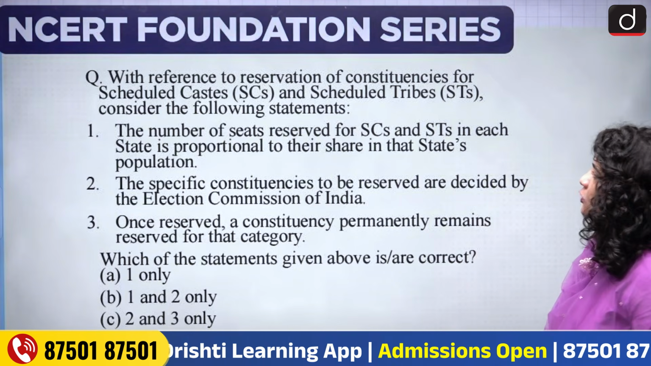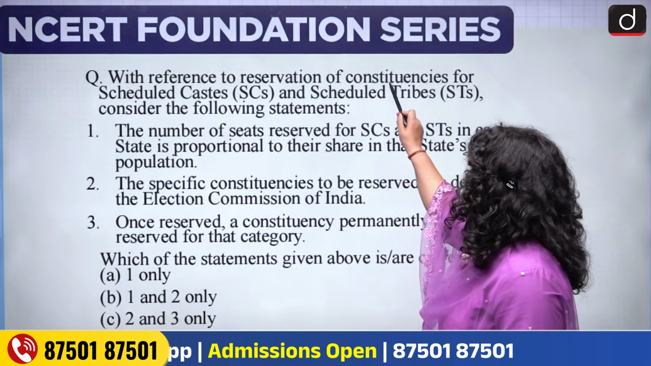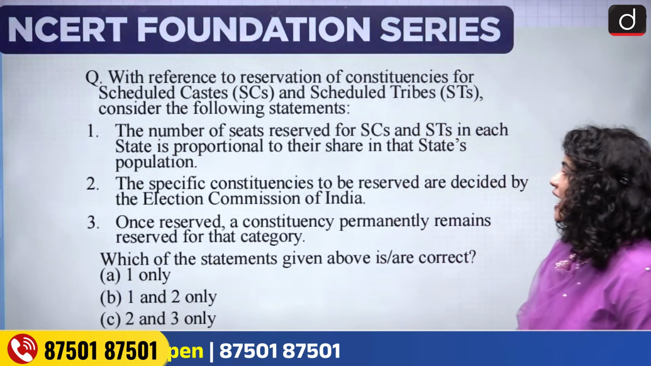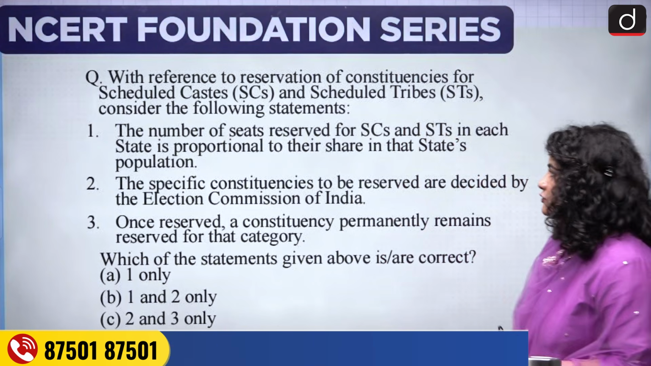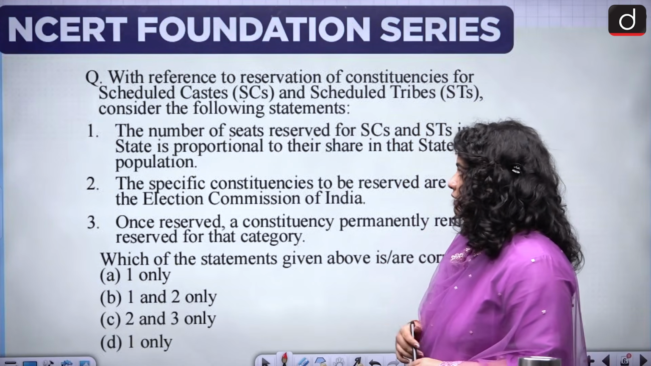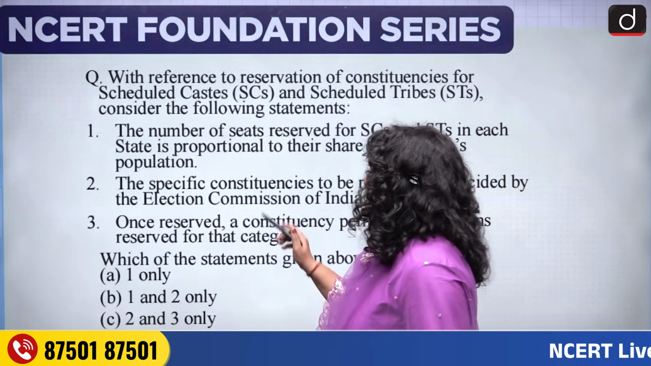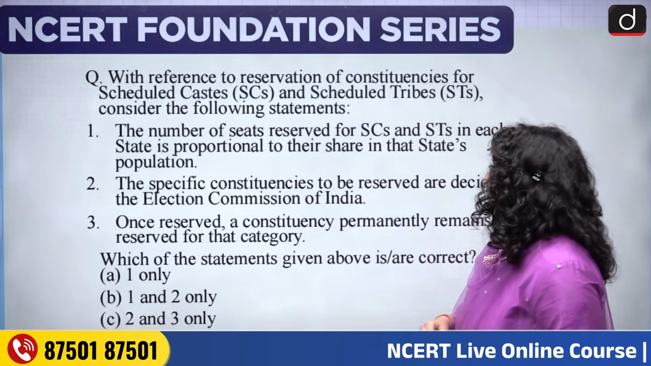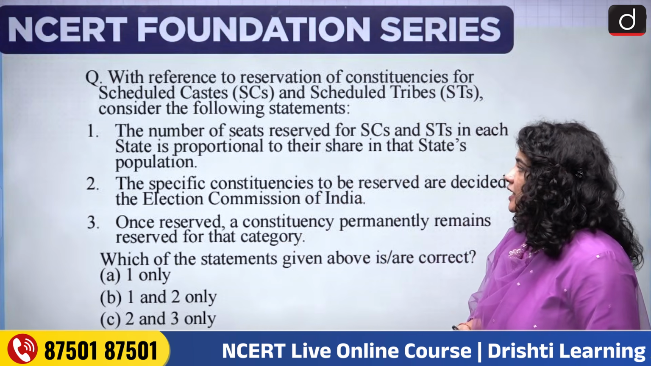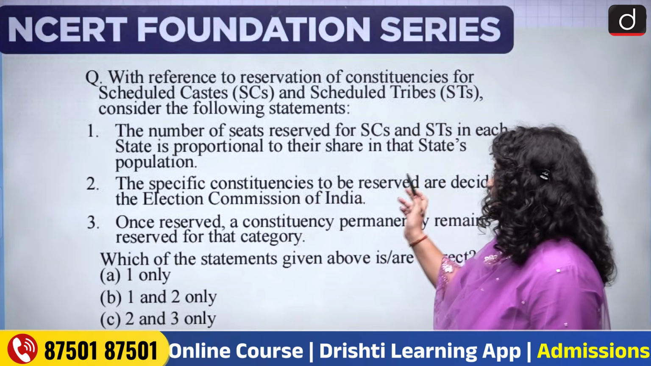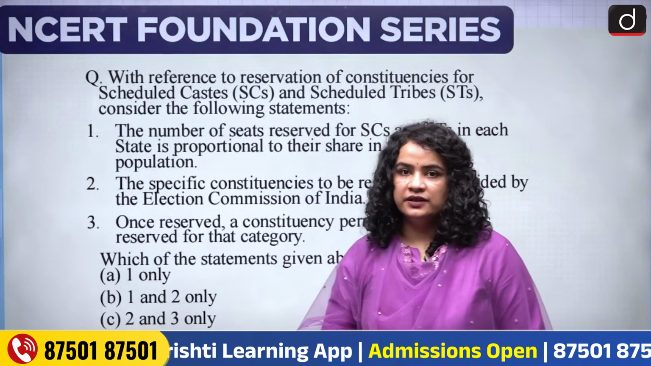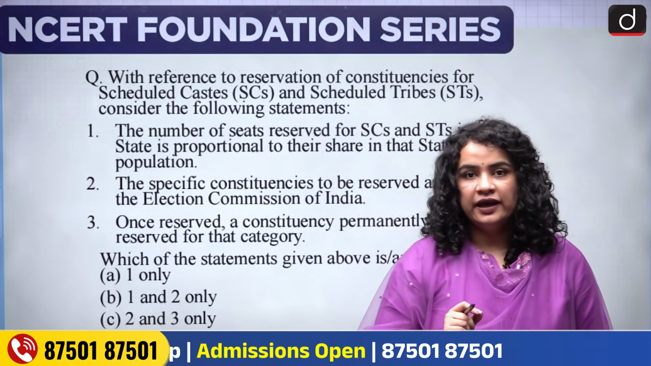Question 2 says, with reference to reservation of constituencies for scheduled castes and scheduled tribes, consider the following statements. Statement 1 says the number of seats reserved for SCs and STs in each state is proportional to their share in that state's population. This is in fact absolutely correct.